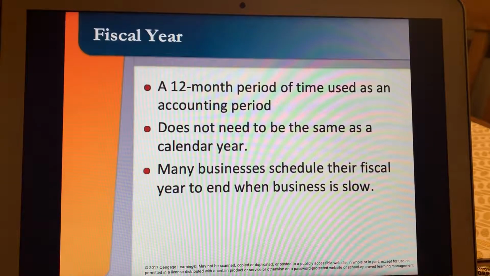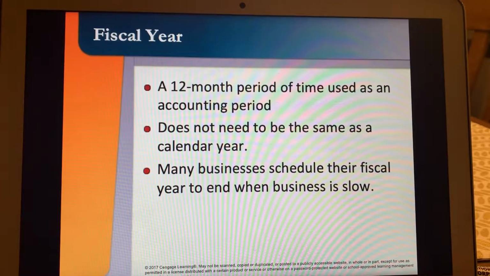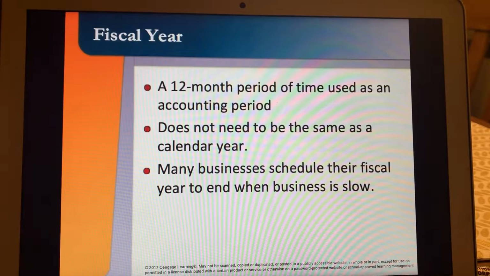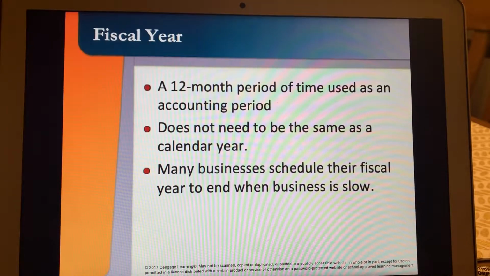A fiscal year is a 12-month period of time used as an accounting period. It does not need to be the same as a calendar year. Many businesses schedule their fiscal year around when business is slow. For example, at NAMPI, their fiscal year starts June 1st and ends May 31st. In fact, we just finished our audit for fiscal year 2019. So 2020 actually began June 1 of this past year. That's how fiscal years go.